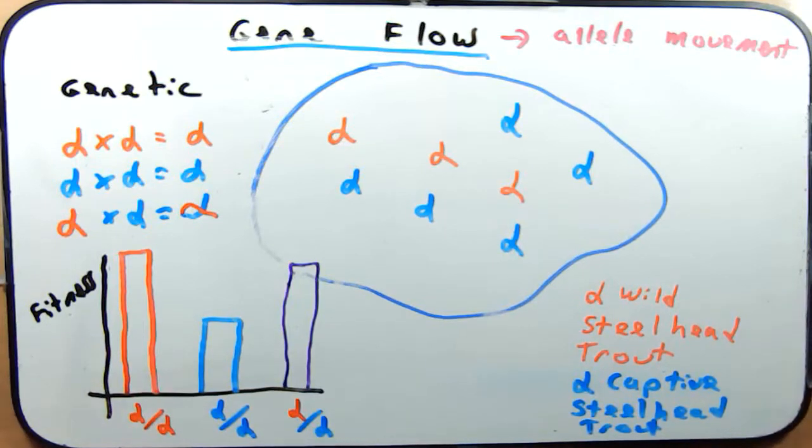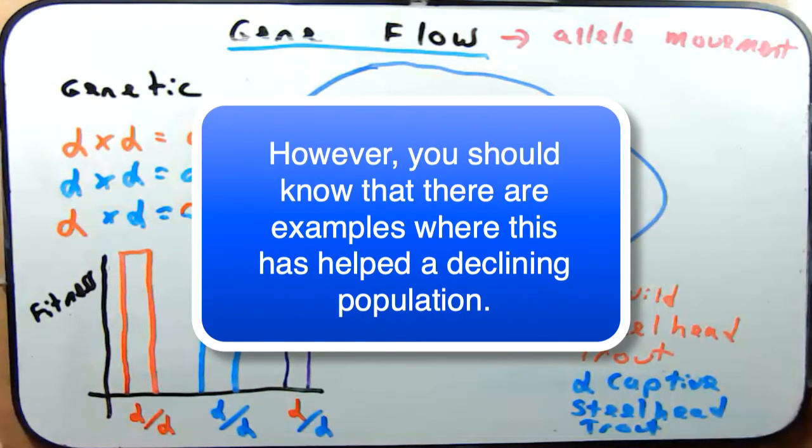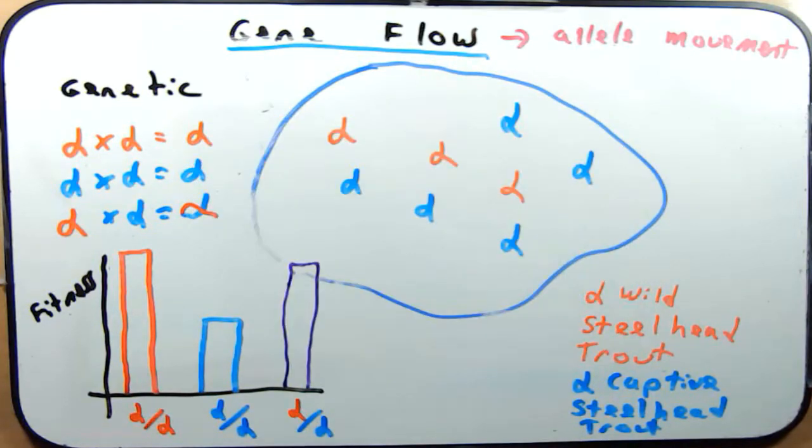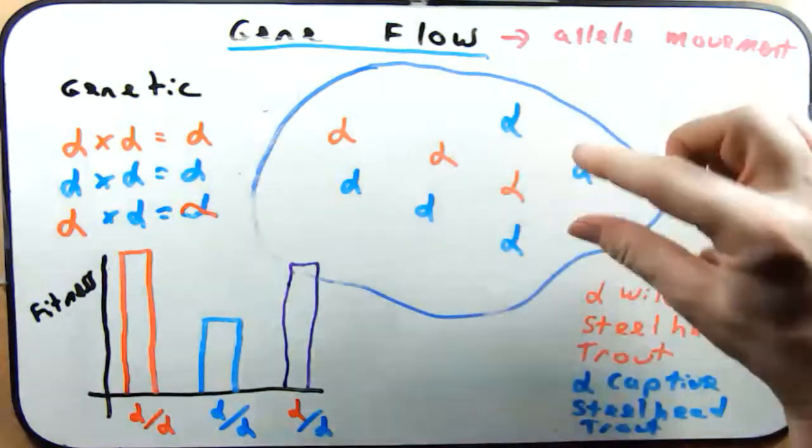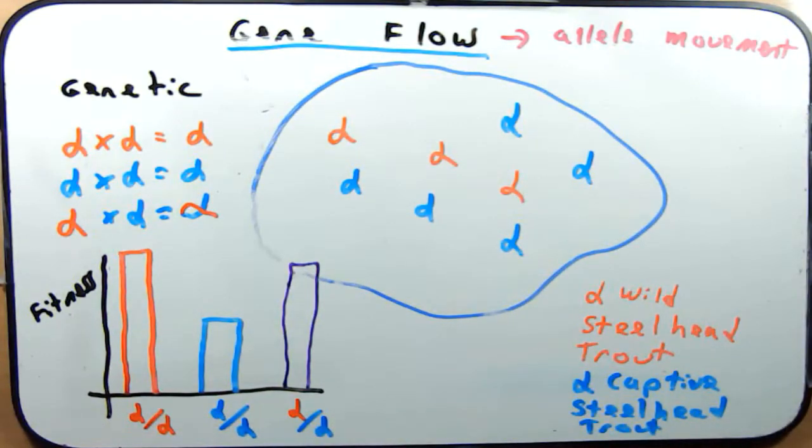An example of something that looked good on paper perhaps, but when you actually studied it and analyzed the results, it did not match the prediction. There must have been some other trait in these captive steelhead trout that reduced their fitness in the natural environment, which I guess in retrospect is not that hard to imagine.